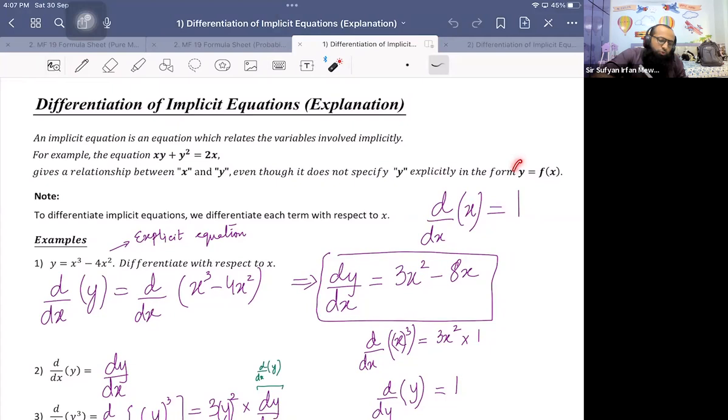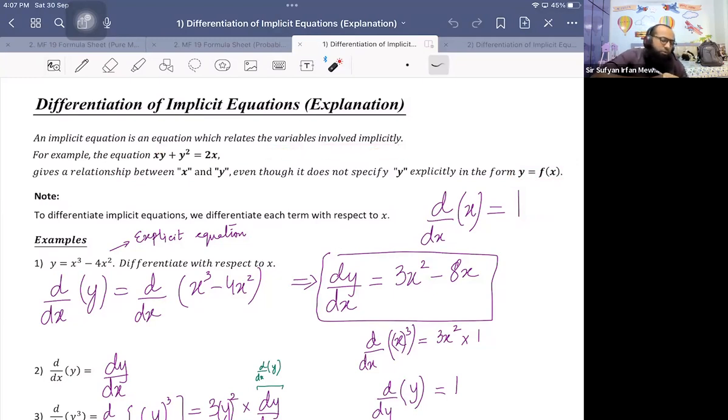Because usually when we used to look at equations of the form y equals f(x), we used to see that y was the subject of the equation. Y was expressed in terms of x, and y was explicitly the subject. But an implicit equation is an equation which relates the variables involved implicitly. There is an equation involving x and y both, but one of the variables is not the subject. Usually y is the subject and is expressed in terms of x. But if y is not the subject, then y is implicitly shown, so the variables are involved implicitly.